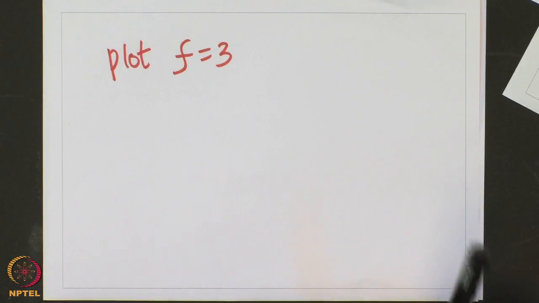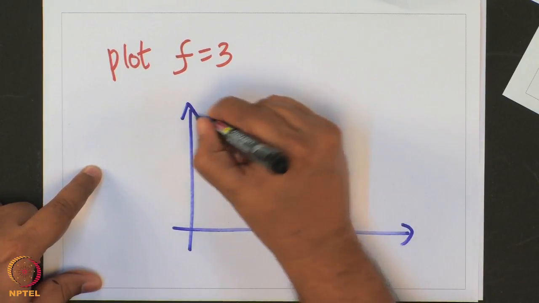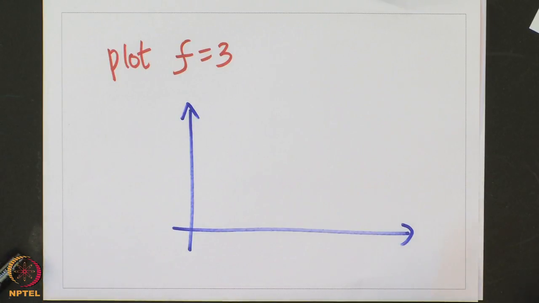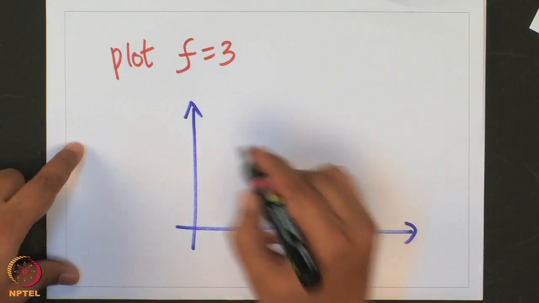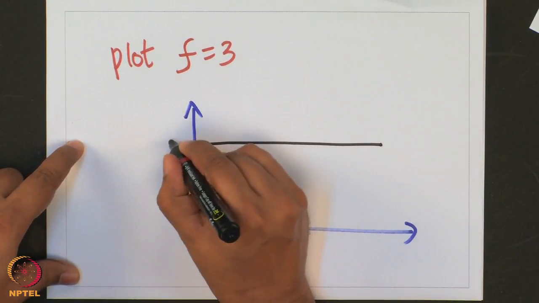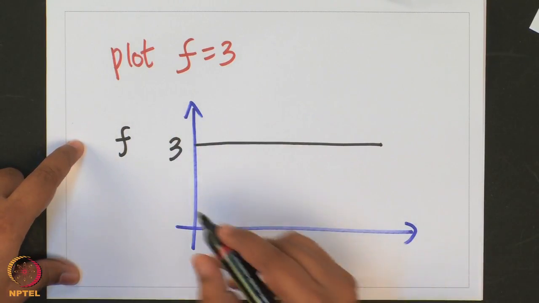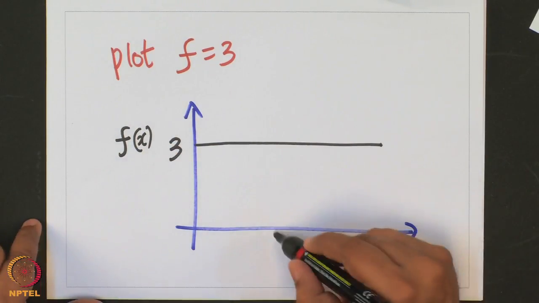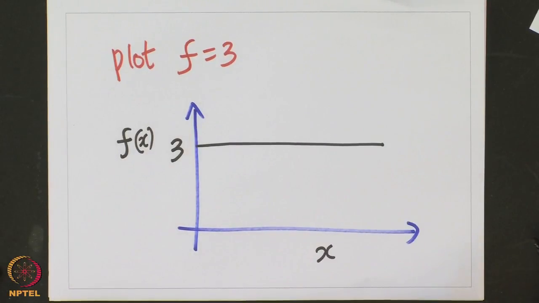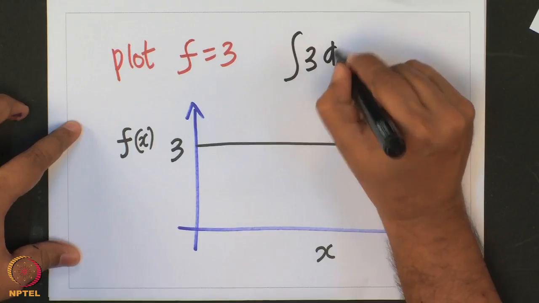What is the plot? This is our xy axis and the function is just a constant. If it is a constant, we know that it is just this. So this is 3, and this is f of x versus x. The function is independent of x. Whatever be the value of x, the function is 3. Now we want to calculate integral 3 dx.